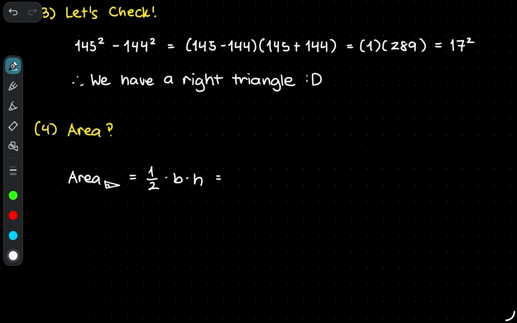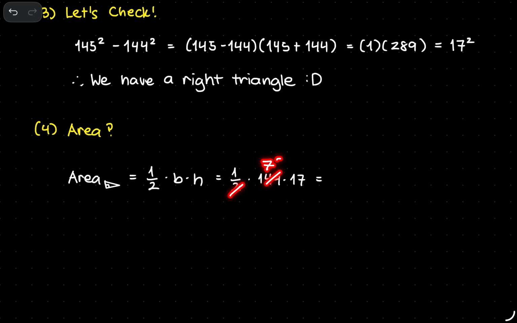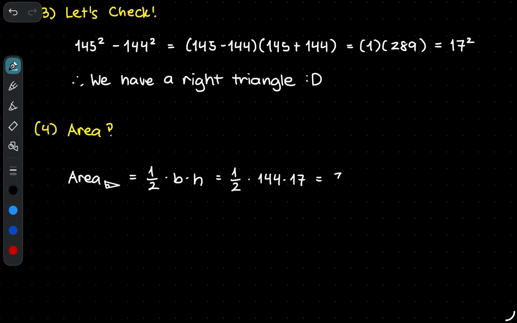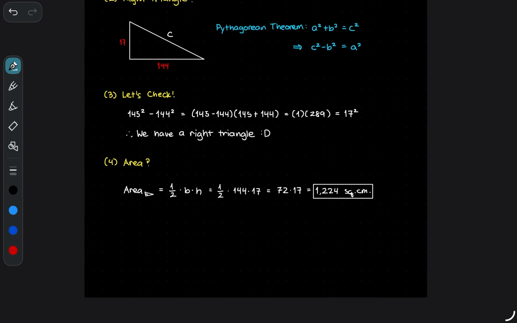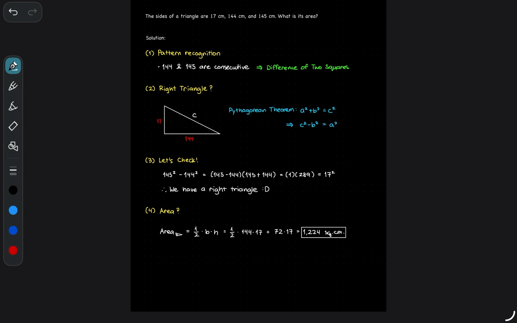Computing for that, we have 1/2 times the base, 144, times the height, 17. Simplifying, these two will just cancel out to 72. So we'll have 72 times 17, and you can check that this will just be equal to 1,224 square centimeters. This is the answer for the problem. I hope you enjoyed that one. This is a nice trick for areas of triangles instead of a tedious computation.